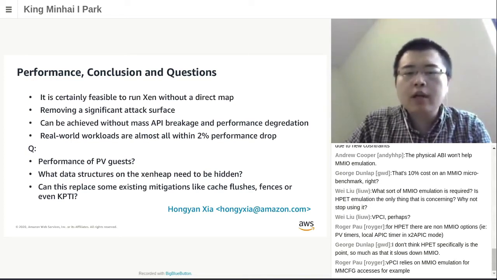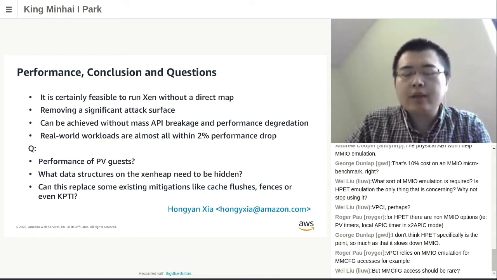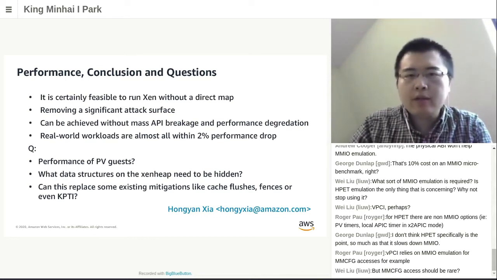The second question is, we just remove the direct map and keep the Xen heap as is. Even if we use VMAP to implement this, it's still globally mapped all the time. The next question is, what data structures on the Xen heap need to be hidden? Even in the proposal last year, we more or less ignored this problem. But I think some data structures on the Xen heap still need to be hidden. They cannot be mapped all the time. They can be considered secrets. For example, shared info or vCPU info, which are now Xen heap pages.